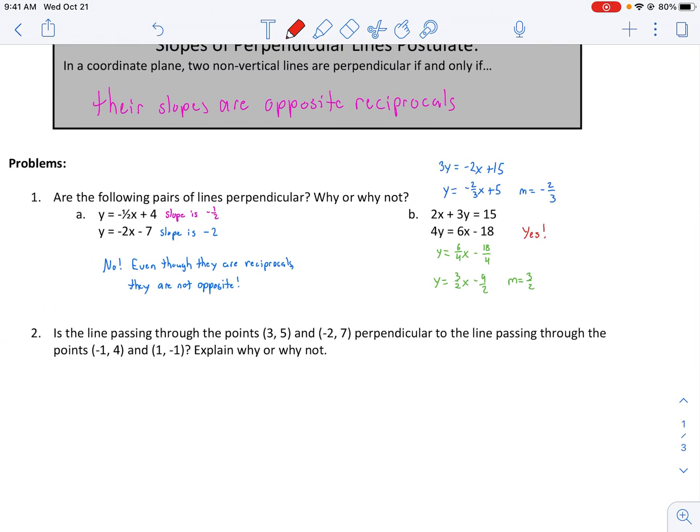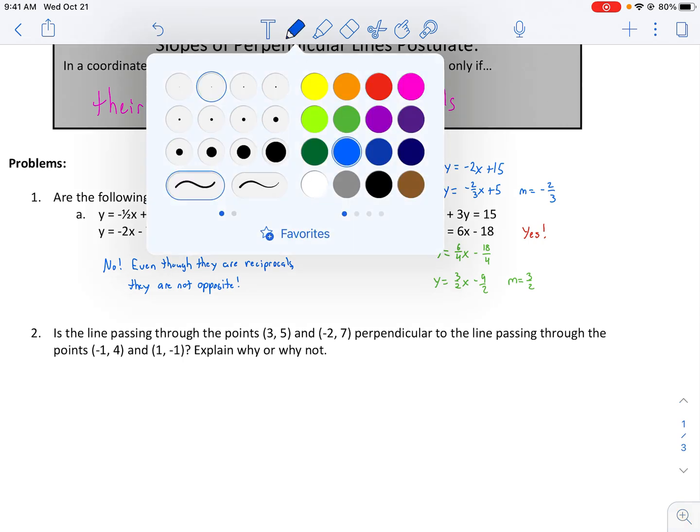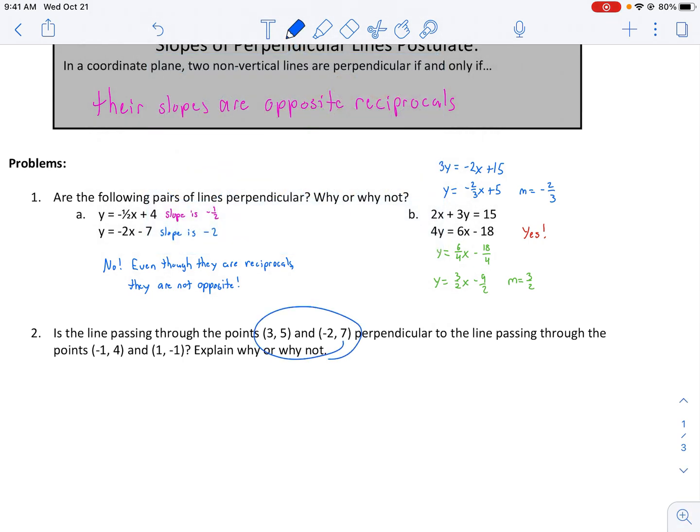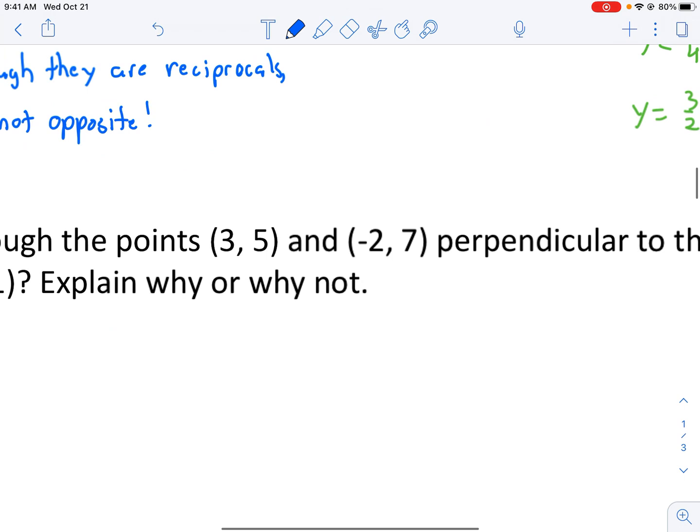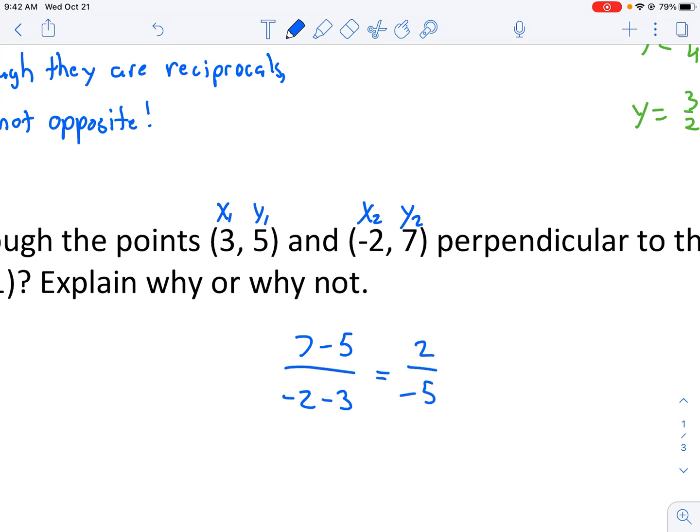Okay? Number two, let's take a look at just looking at some points. Is the line passing through these 2 points perpendicular to the line passing through these 2 points? So again, we're just going to analyze the slope. So let's call this x1, y1, x2, y2, and do y2 minus y1 over x2 minus x1, leaving us with 2 over negative 5, or negative 2/5 is the same thing. So if one of the numbers is negative, then the whole fraction is negative. Remember, for slope, we're using this formula, m equals y2 minus y1 over x2 minus x1.